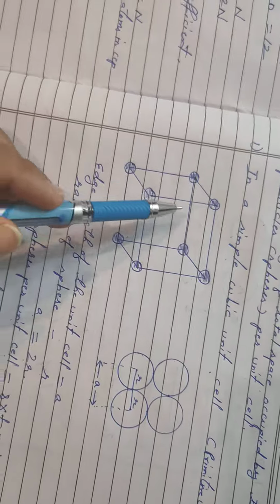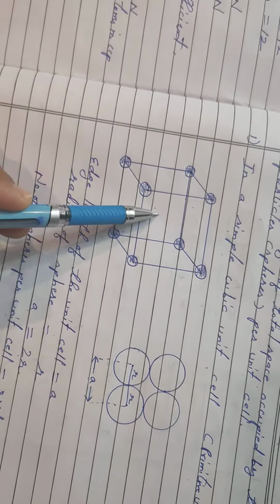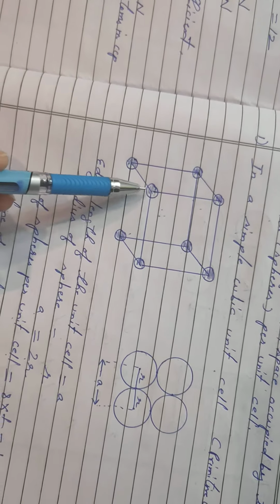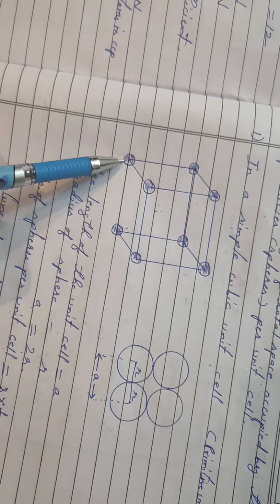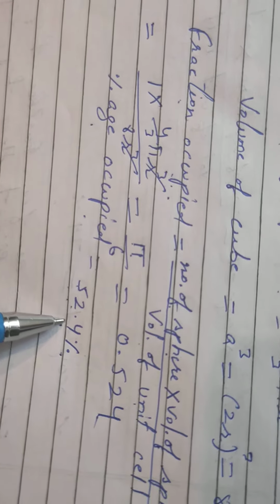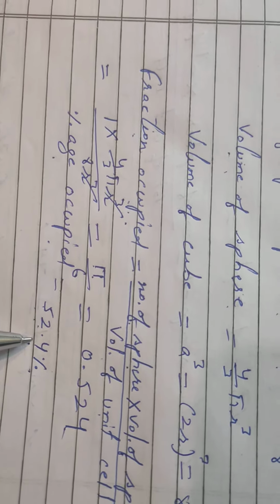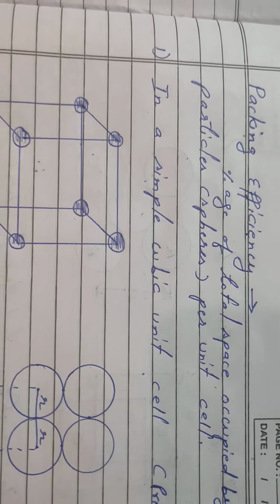इसका मतलब है कि अगर हम टोटल जो इसका वॉल्यूम है हम 100 ले रहे हैं तो 100 में से स्फीयर्स ने कितनी जगह ऑक्यूपाई की है? That is 52.4%, almost 50% you can say. Okay, so this is the packing efficiency for simple cubic unit cell.